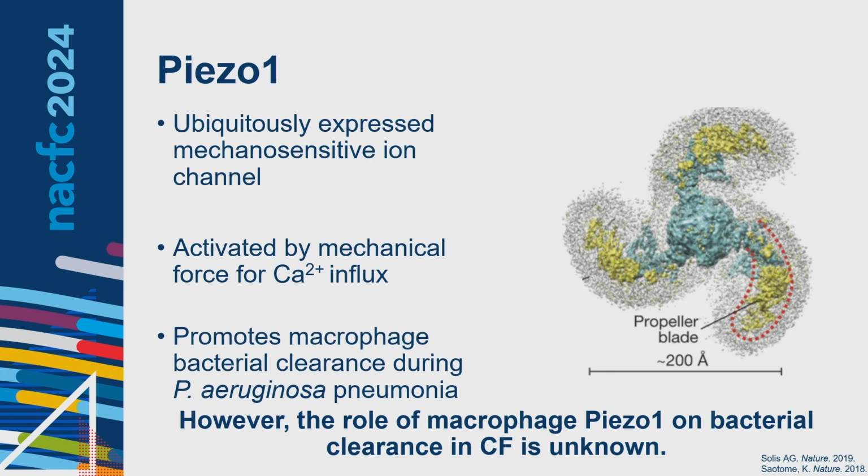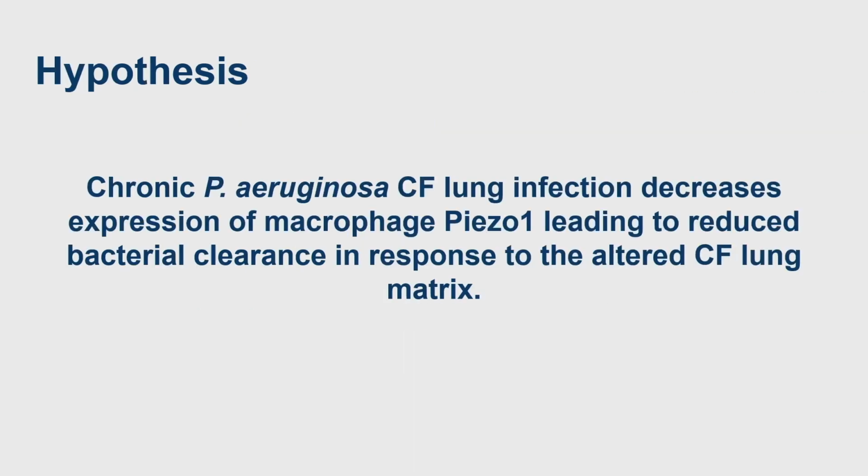Piezo-1 is a ubiquitously expressed mechanosensitive ion channel, and upon its activation by mechanical force, we see an influx of calcium into the cell. And this calcium is an important source for the macrophage for bacterial clearance and actually has been shown to help clear Pseudomonas aeruginosa pneumonia in the acute setting. But we've never looked at macrophage piezo-1 in the CF chronic lung infection. And so we wanted to try to answer this question. And so we posed the hypothesis: chronic Pseudomonas aeruginosa CF lung infection decreases expression of macrophage piezo-1, leading to reduced bacterial clearance in response to the altered CF lung matrix.